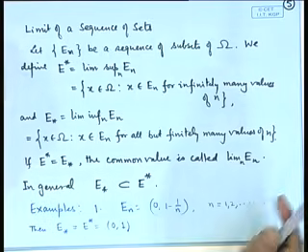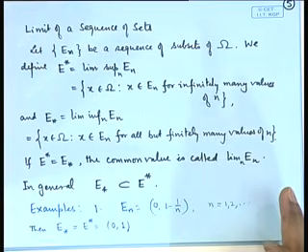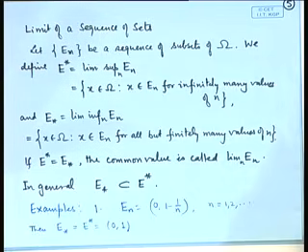We have all heard about the limit of a sequence of numbers. For example, you easily understand that limit of a n is equal to a if for every epsilon greater than 0 there exists capital N such that modulus of a n minus a becomes less than epsilon whenever n is greater than or equal to capital N. This shows that the values of the sequence a n become closer to the number a as n becomes large.